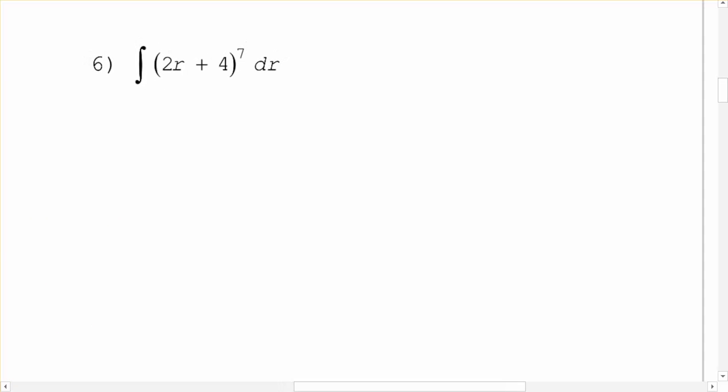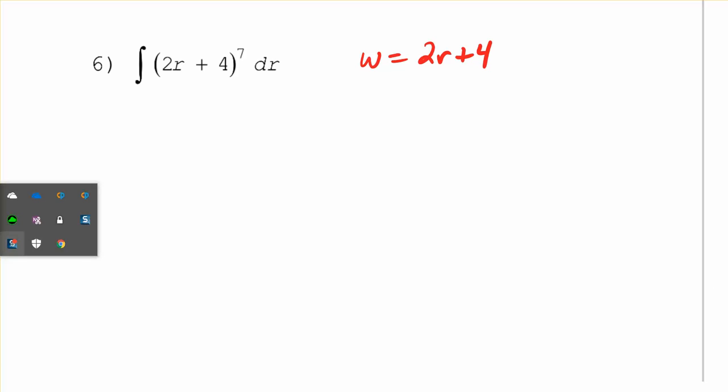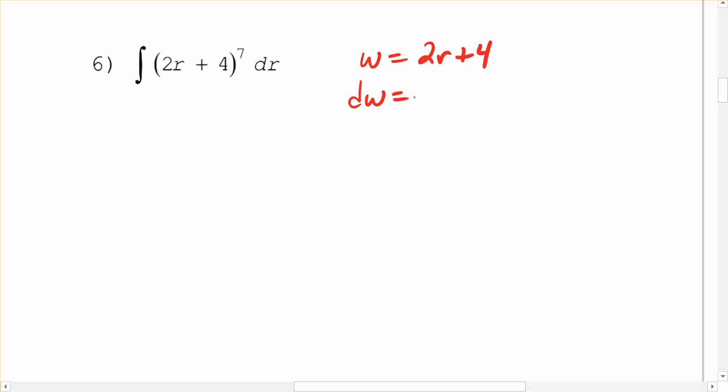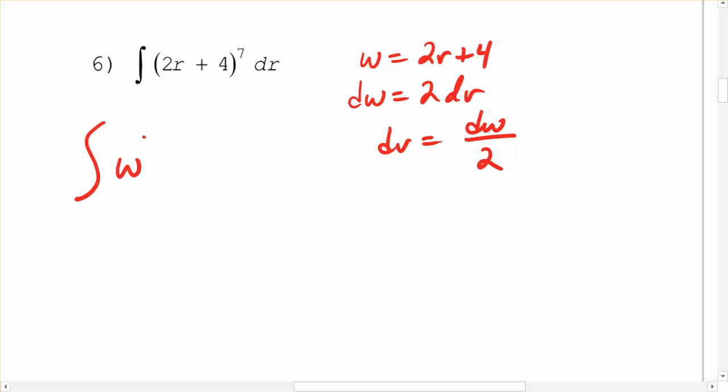What do you think? Hold on. So I'll clean it up. So w is 2r plus 4. Everybody finish that for me with that substitution. Give that a try. What does dw equal here? 2dr, right? So what does dr equal? dr equals dw over 2. So after we do that, the next step is to substitute. So you have the integral of w to the 7th times dw over 2. What do you factor out? Oh, I see. 1/2 w to the 7th dw.